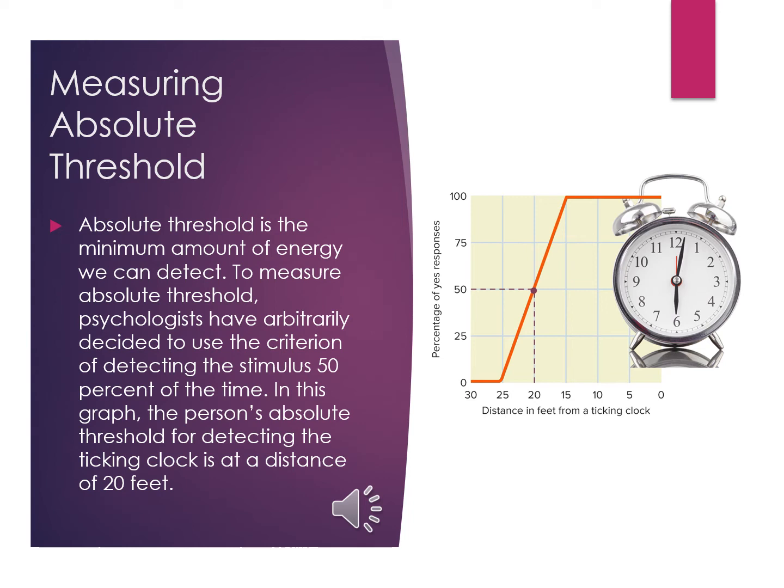So you can see the clock here. In order to measure the absolute threshold, psychologists have arbitrarily decided to use the criterion of detecting the stimulus 50% of the time. So in the graph, the person's absolute threshold for detecting the ticking clock is at a distance of 20 feet. So that's how far from the clock they are in order for them to hear it half the time.